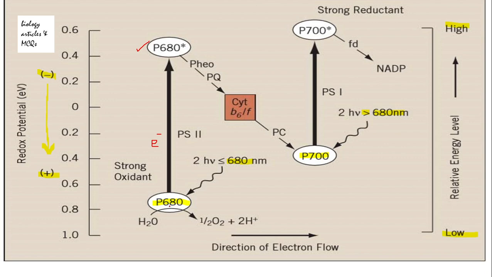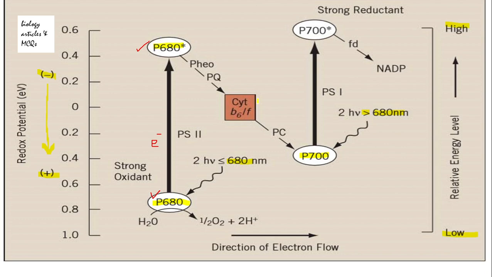But this primary electron acceptor is itself present in the reaction center of this photosystem. So, in order to understand that the primary electron acceptor is at a high energy state, it is drawn up here. The electron will be excited and then transferred to the primary electron acceptor of photosystem 680, and this primary electron acceptor is now going to transfer the electrons to the next electron carriers.